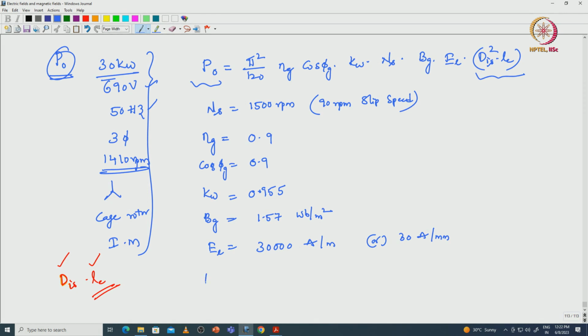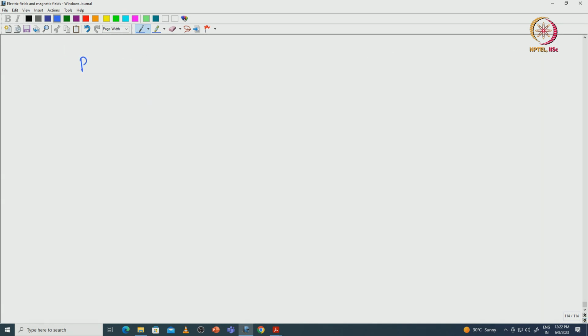Now, we have to substitute all these values in this equation. The equation should turn as output constant into synchronous speed into volume product. So, power equals C naught Ns into dis square into Le. What is the C naught value?